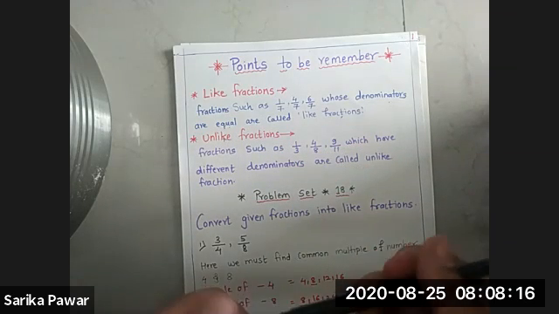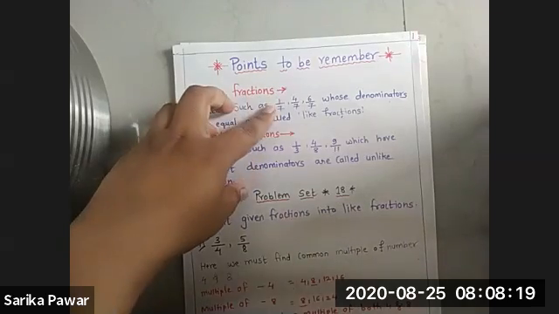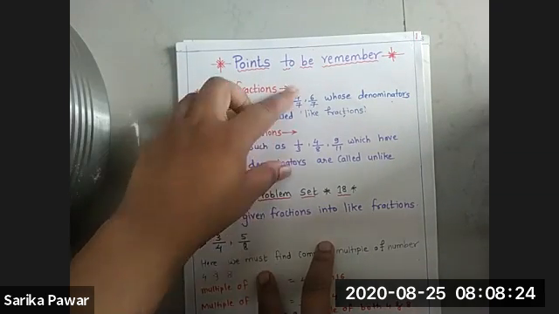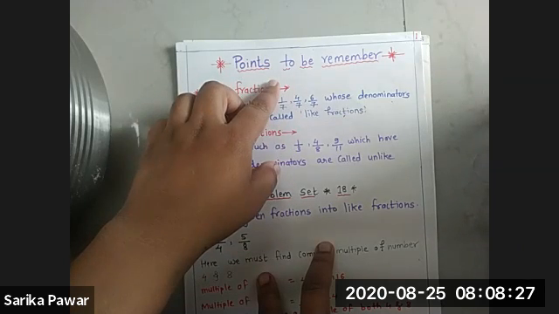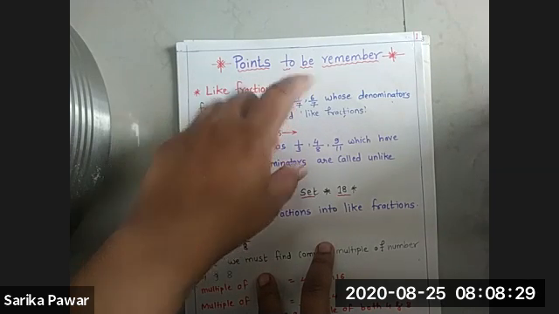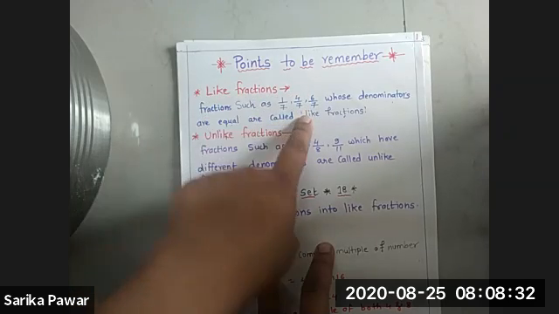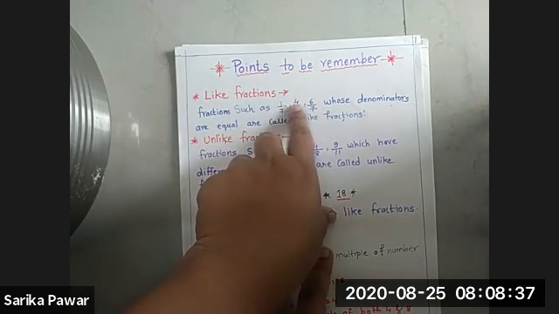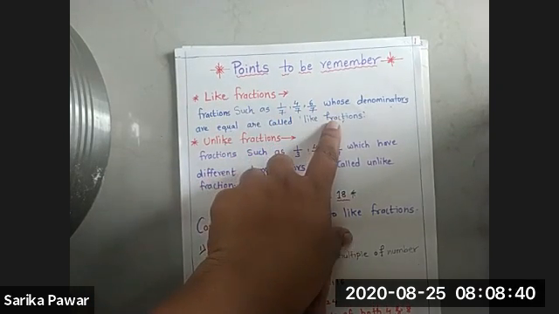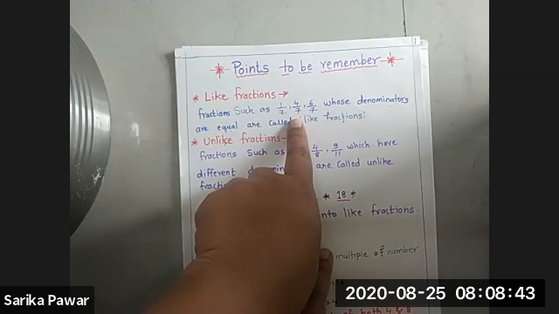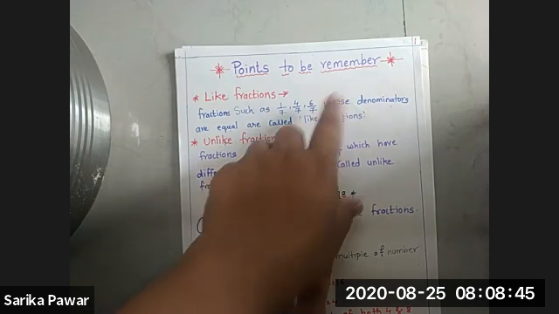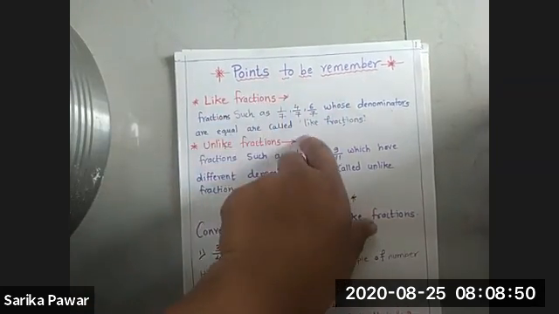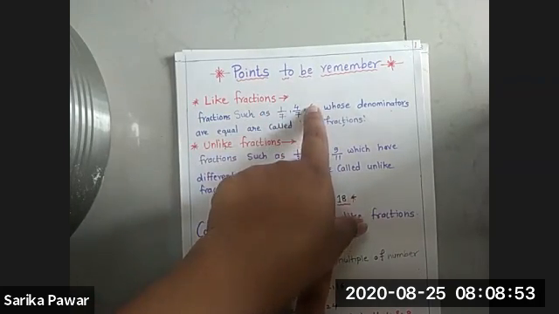So what to do? See here, here 1 upon 7. Here numerator is 1 and denominator is 7. Next one, 4 upon 7. 4 is the numerator and 7 is the denominator. 6 is the numerator and 7 is the denominator. Means all such fractions whose denominators are equal, that is 7, 7, 7. In this problem, the denominator is 7. Denominator can be different in other sums. Whose denominators are equal, means here are the equal denominators. That's why we call it like fractions.